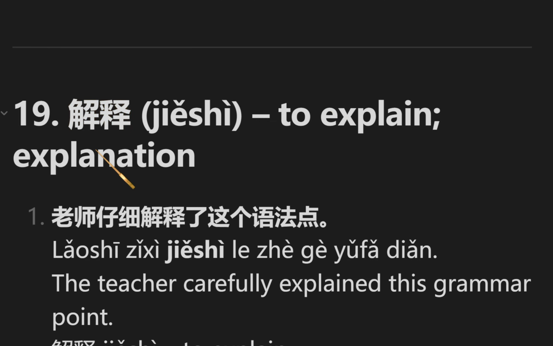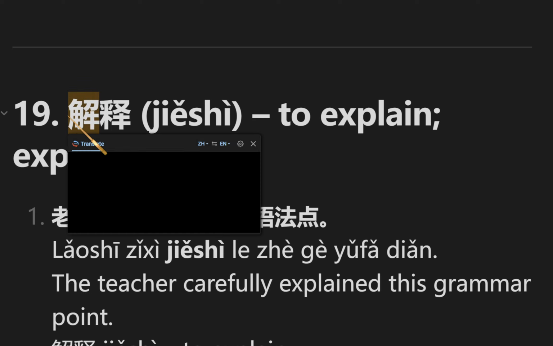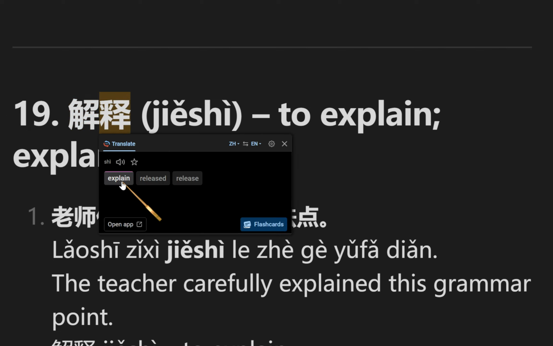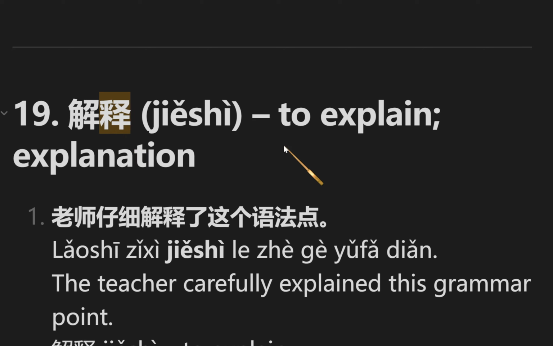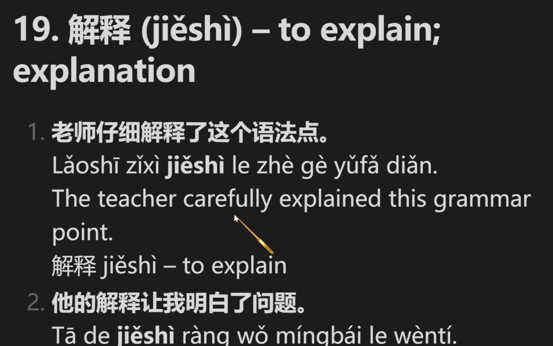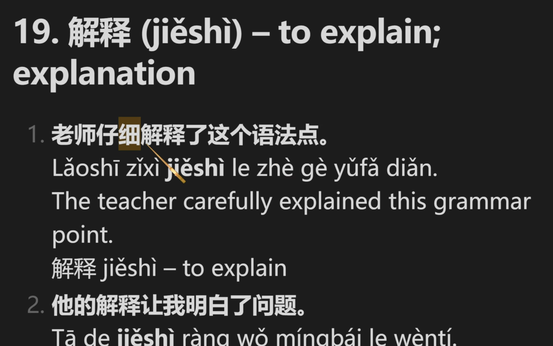Next one is a bit complicated. This character is a bit overwhelming. 解释, to explain, explanation. Why? Because 解 is to solve something, to understand something, and 释 is explain, release something. So 解释, to explain. The teacher carefully explained this grammar point. 老师仔细解释了这个语法点.